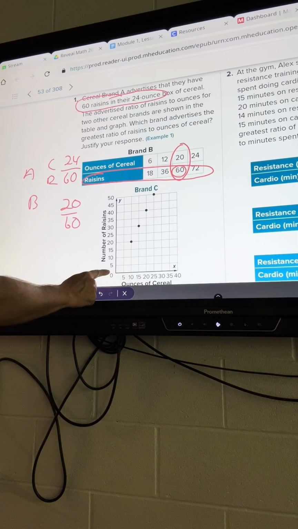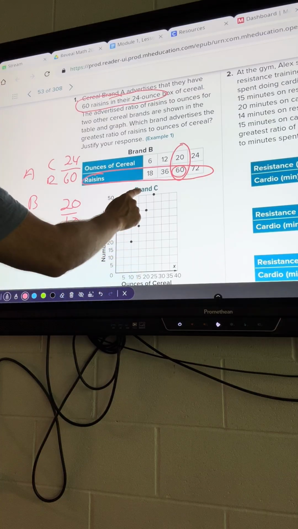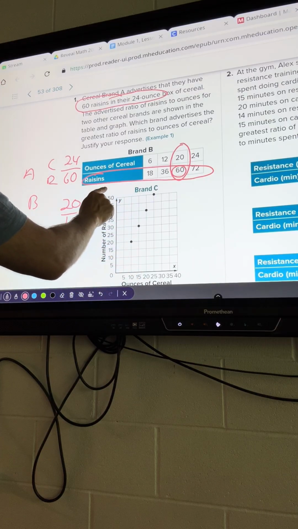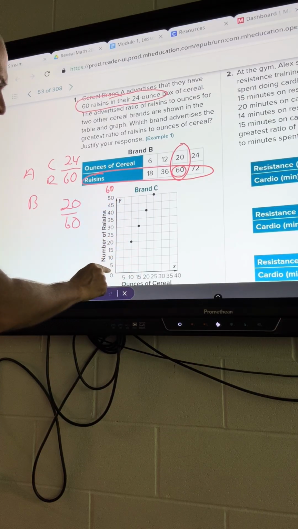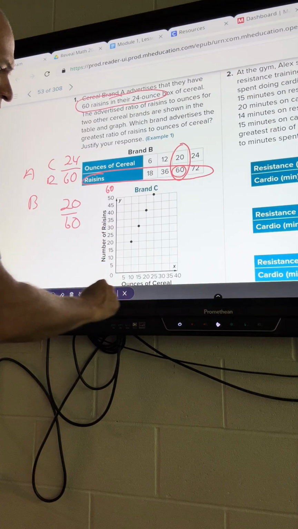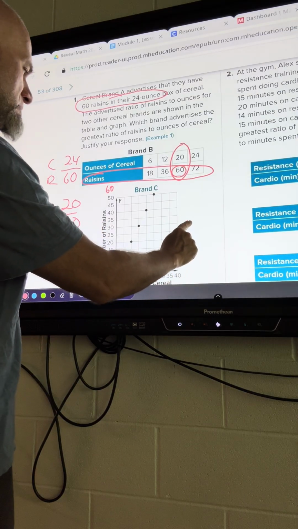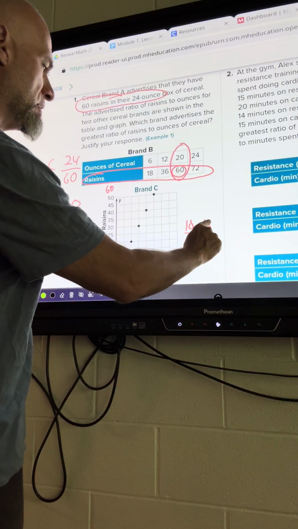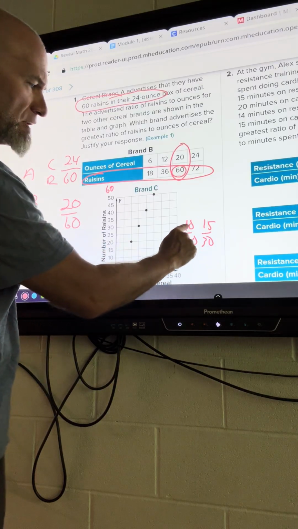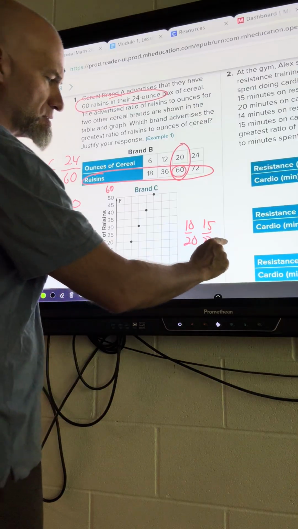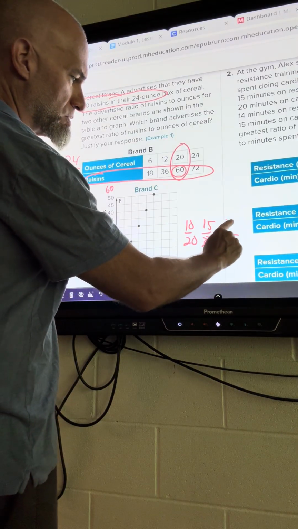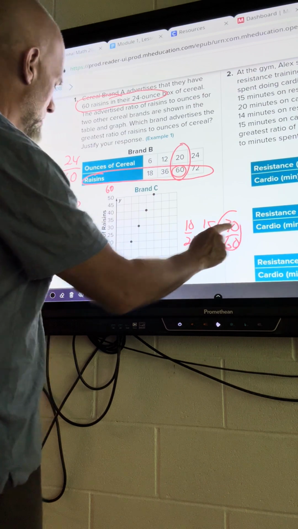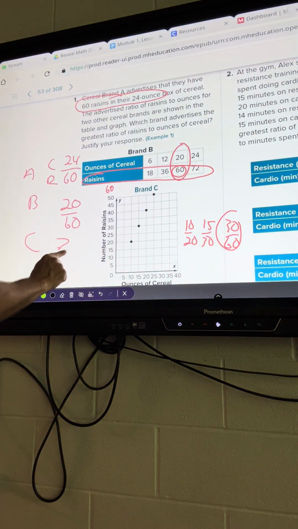And brand C, ounces of cereal, and then number of raisins. Well, you'll see that it only goes up to 50. So you're gonna have to anticipate what the number for 60 will be. So if you know that it's 10 and 20, and then 15 and 30, we know that these are going up by 5s, these are going up by 10s. So when you get to 60, this will eventually be 30. So brand C will be 30 out of 60.